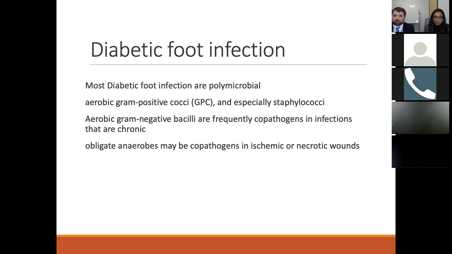So most diabetic foot infections are polymicrobial. Just like we talked about before, you have a lot of colonization with lots of different bacteria. Staph is common, and aerobic gram-negative bacilli are frequently a co-pathogen, so you could find E. coli or Pseudomonas. And anaerobes can be found as well in a necrotic, ischemic wound. Sometimes when we walk into a patient room with a diabetic foot infection, you can smell the anaerobes. The wound is ischemic, necrotic, and so you want to do a little bit broader coverage to cover for those anaerobes as well.